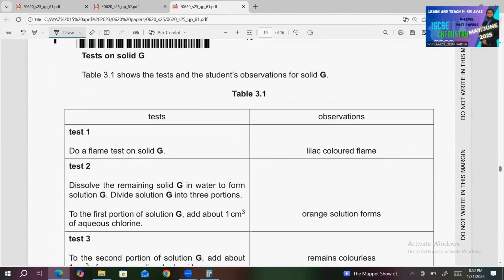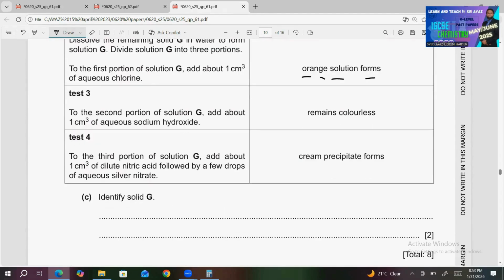Test on solid G. Shows a test and student's observation for solid G. Do a flame test on solid G. Lilac colored flame. Test 2. Dissolve the remaining solid G in water to form solution G. Divide solution G into 3 portions. To the first portion of solution G, add about 1 cm³ of aqueous chlorine. Orange solution forms. Test 3. To the second portion of solution G, add about 1 cm³ of aqueous sodium hydroxide, remains colorless. Test 4. To the third portion of solution G, add about 1 cm³ of dilute nitric acid followed by a few drops of aqueous silver nitrate.